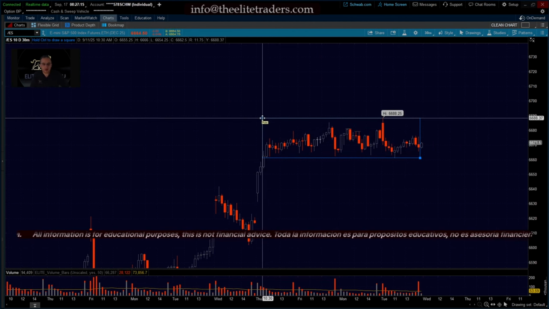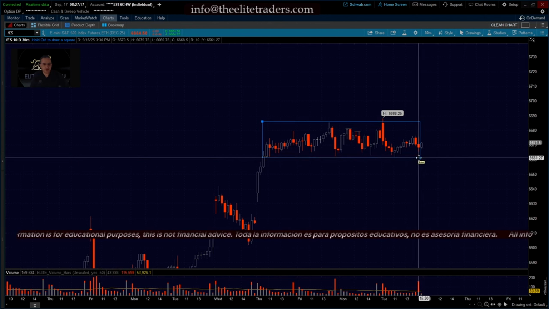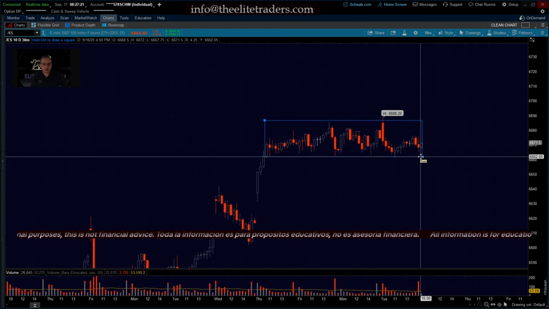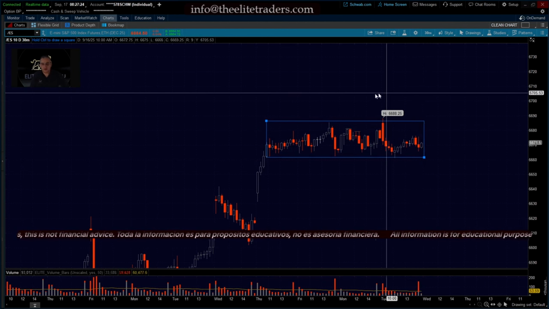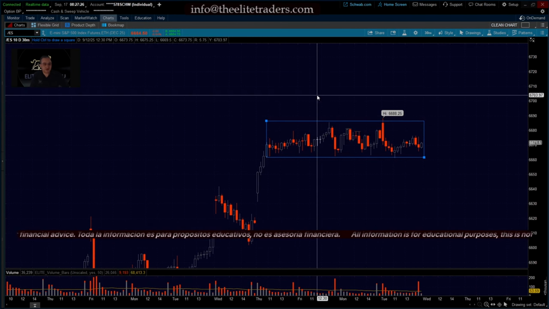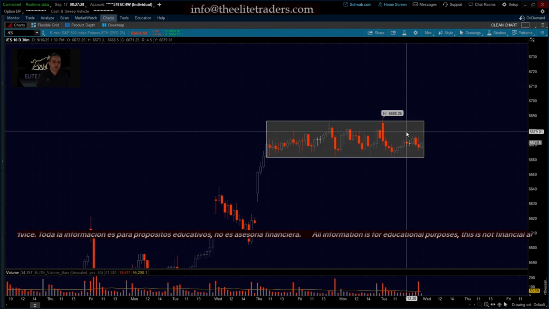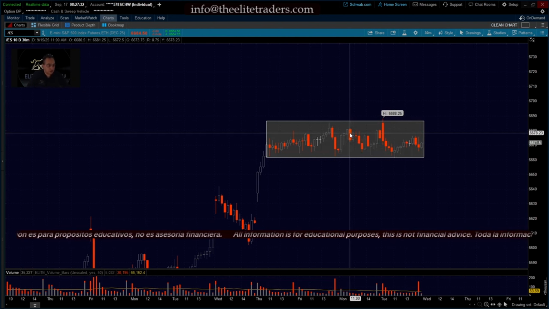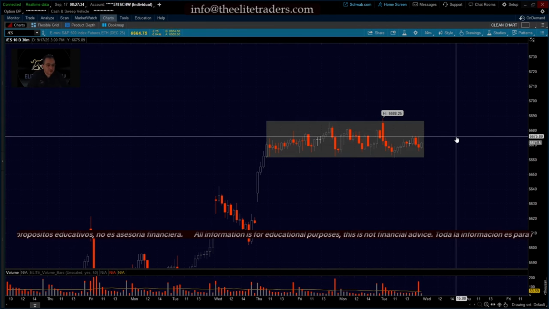Thursday we came into this pretty little box that we have here. Call it whatever you want. Call it a range, call it a non-trending market, call it sideways action. Whatever you want to call it, it's still the same thing. So when you learn to recognize these types of movements in the higher time frames, if you're a scalper, it's going to help you a lot.